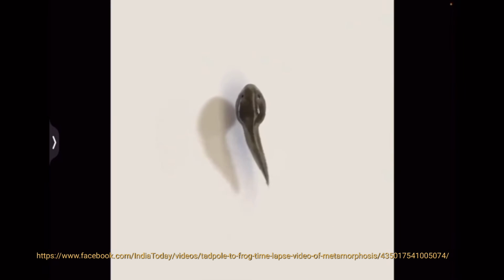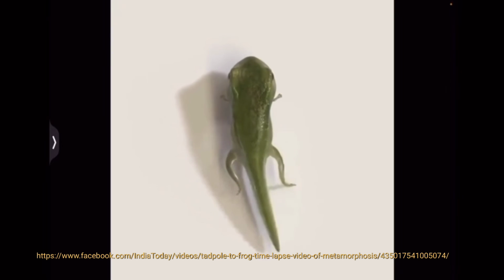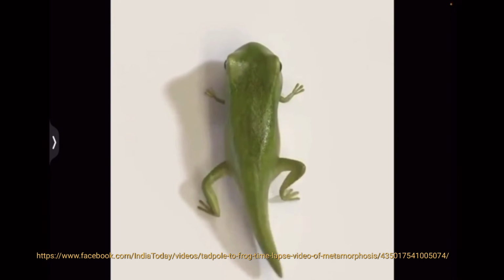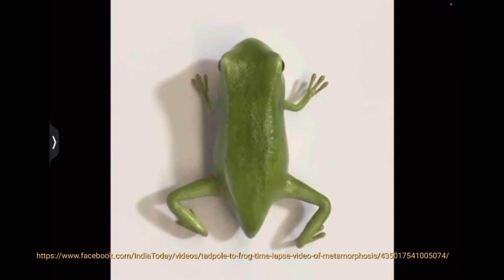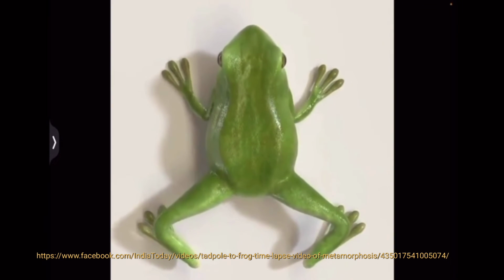Metamorphosis is another word for the changes an animal makes during its life cycle. During a frog's metamorphosis, an egg will hatch into a tadpole, which will then develop back legs first, then front legs, and become a full-grown adult frog.